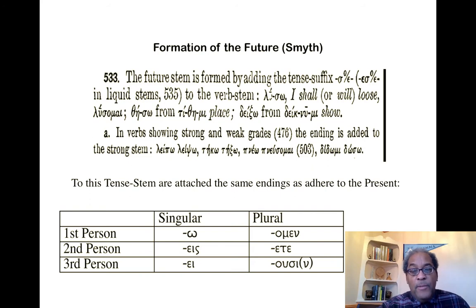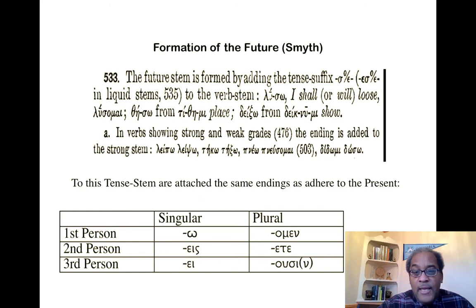So the formation of the future, on the other hand: the future stem is formed by adding the suffix sigma to the verb stem. Thus you get luso, lusomai, theso from tithemi, and dekso from deiknumi, where the xi has been generated by the collision of kappa with sigma. And to these stems, as I said, are added the same endings that adhere in the present.